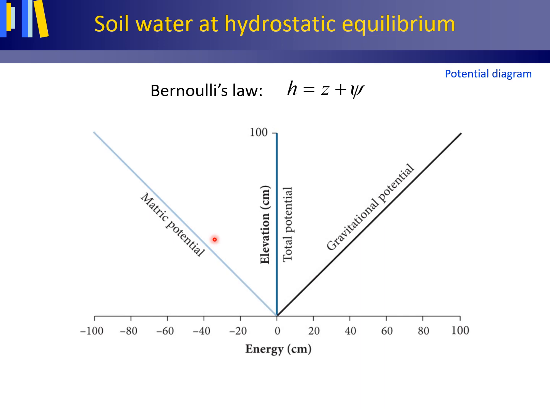Suction is the absolute value of the matrix potential, thus the matrix potential without the negative sign. A low suction thus means a slightly negative matrix potential, whereas a high suction indicates a strongly negative matrix potential. Bernoulli's law for the unsaturated zone can now be written as H equals Z plus psi, where H is the total potential in centimeter, Z is the gravitational potential in centimeter, and psi is the matrix potential in centimeter.